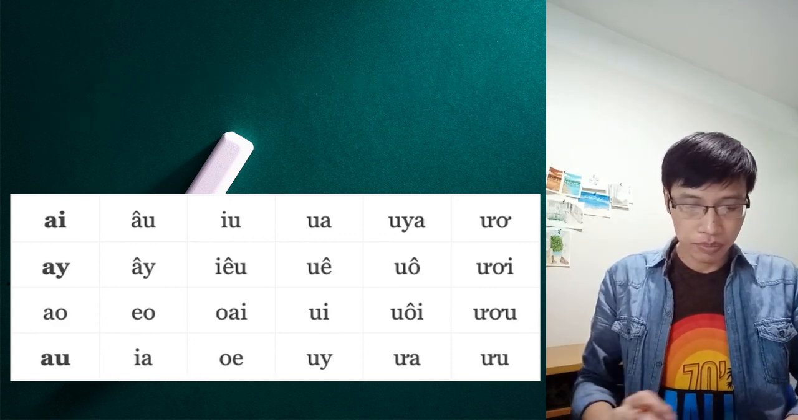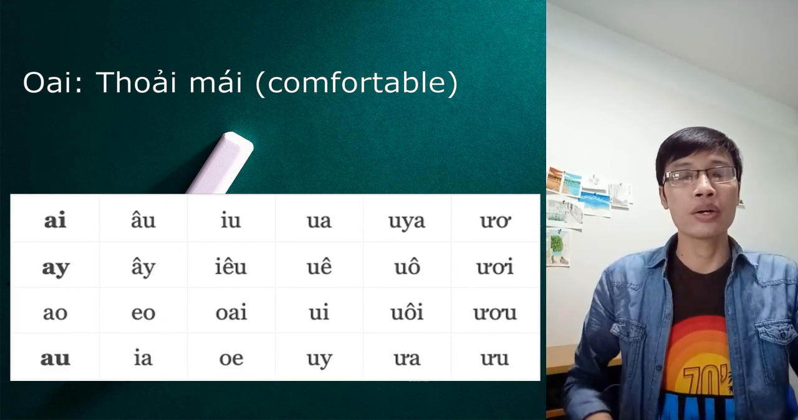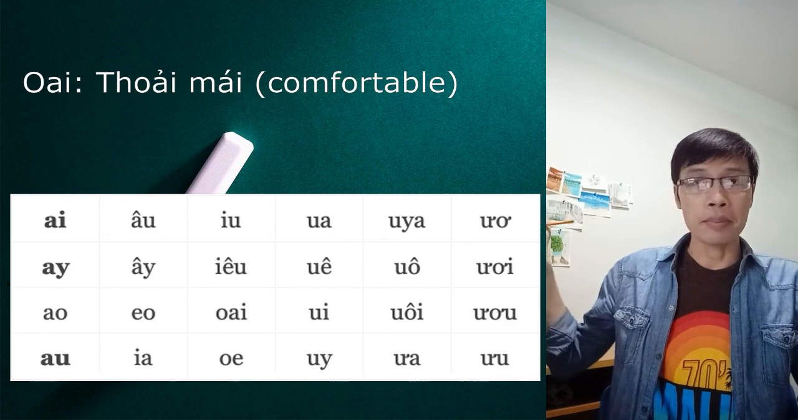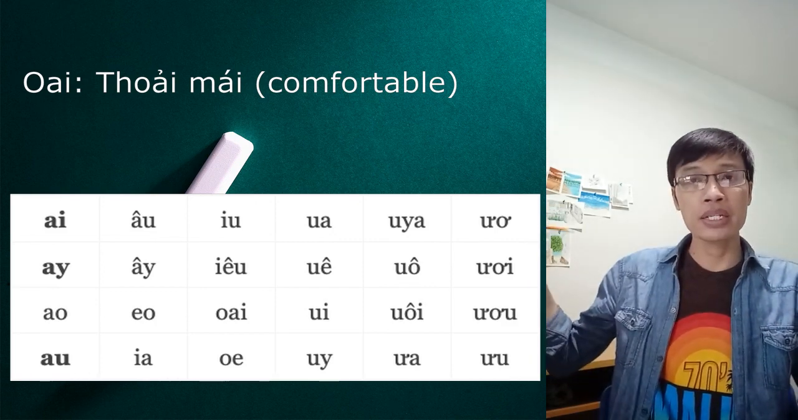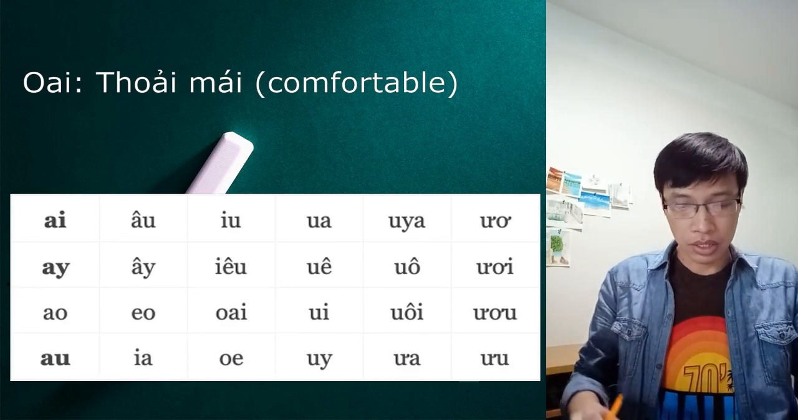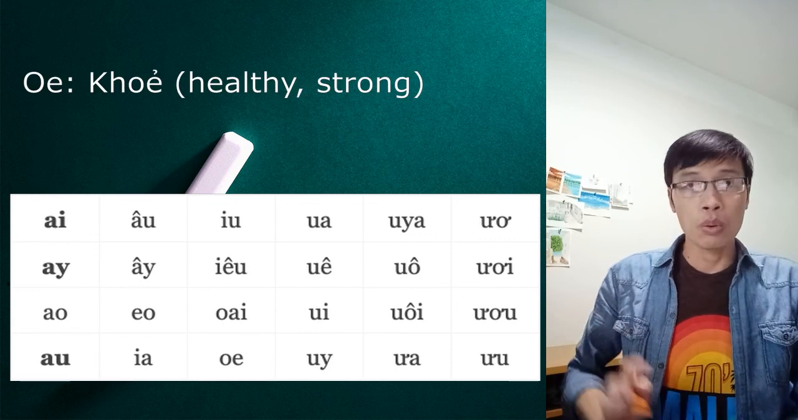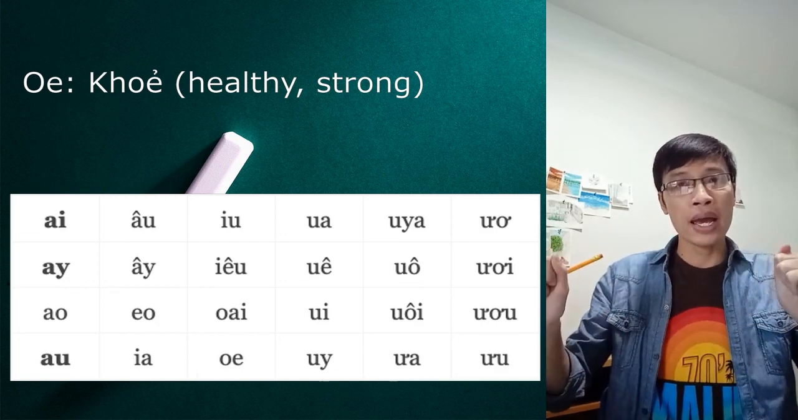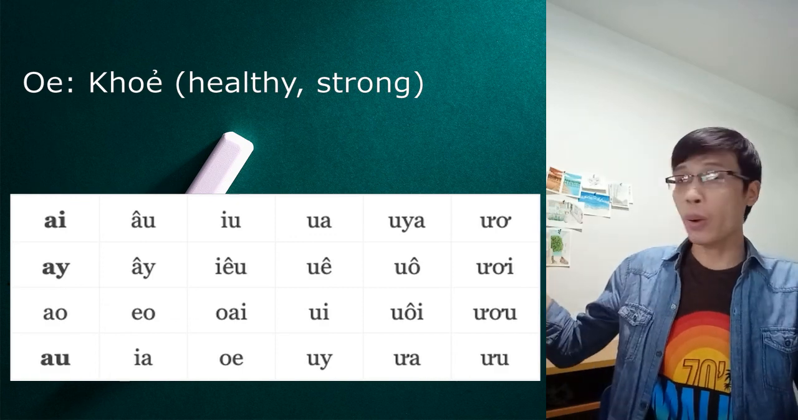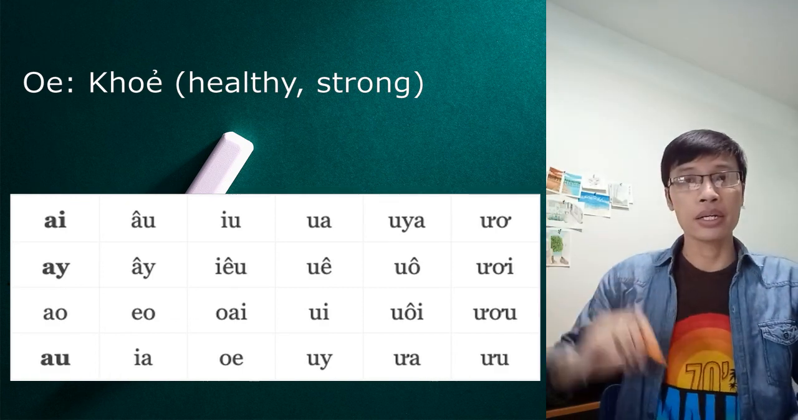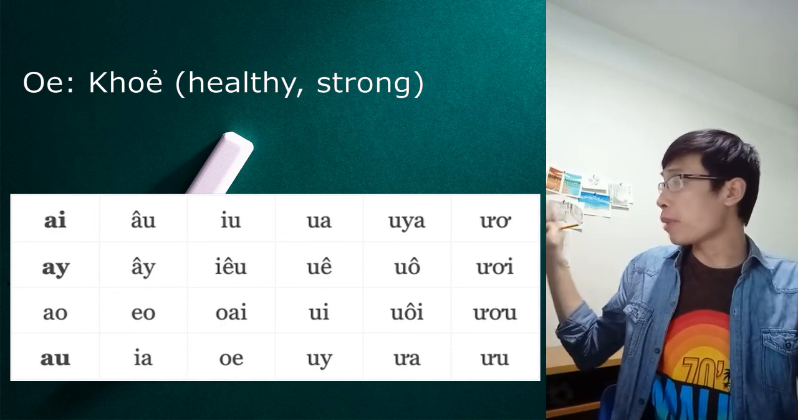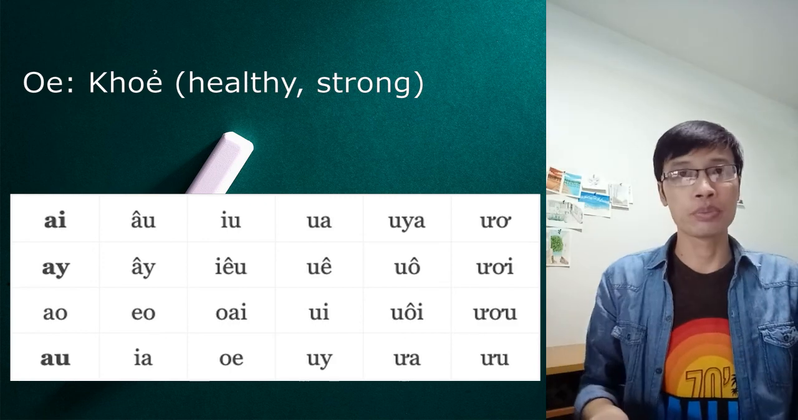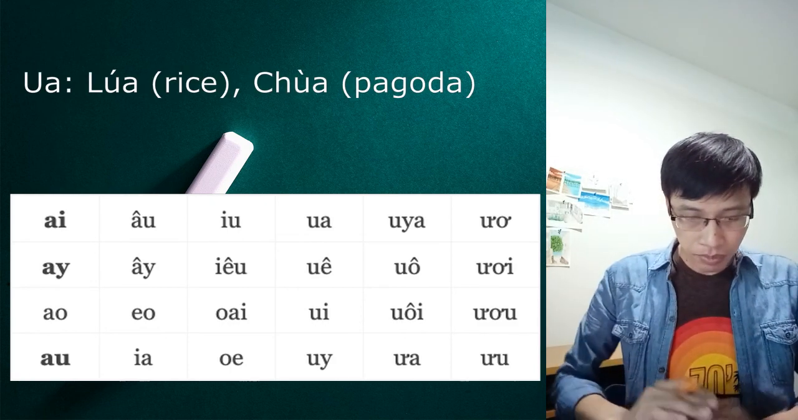The next one we have oai. It appears in this word, thoải mái. It means comfortable, okay? Comfortable, remember? We also have oe. For example, khỏe mạnh, it means healthy. Khỏe mạnh or khỏe, it means strong. Remember, khỏe mạnh. Thank you.